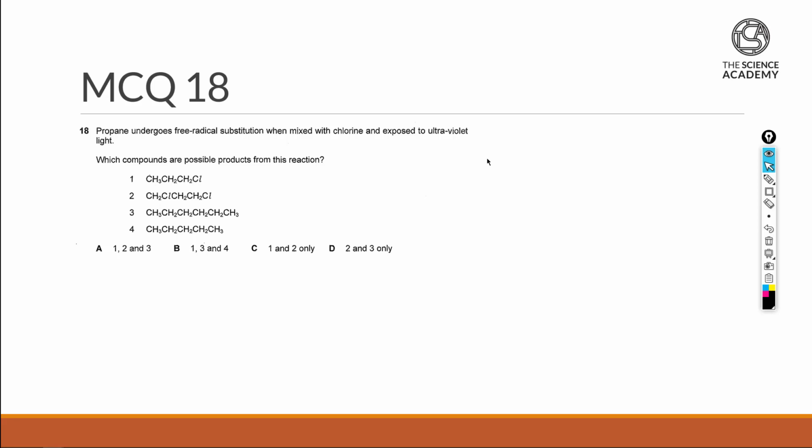MCQ 18 is a very common hydrocarbon question pertaining to free radical substitution for the case of alkane. So we're starting off here by using propane, a 3-carbon alkane, and mixing it with chlorine. The question did not mention whether we are using limited chlorine or not, so I'm just going to assume that there is a possibility we can get dichlorination, trichlorination, or monochlorination.